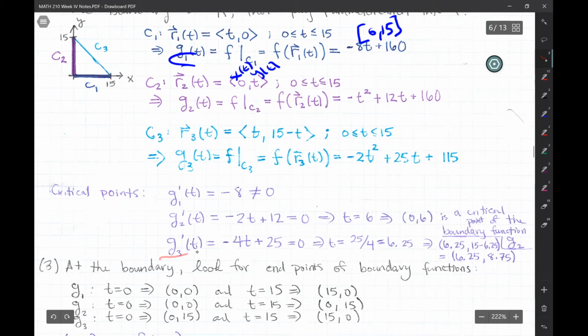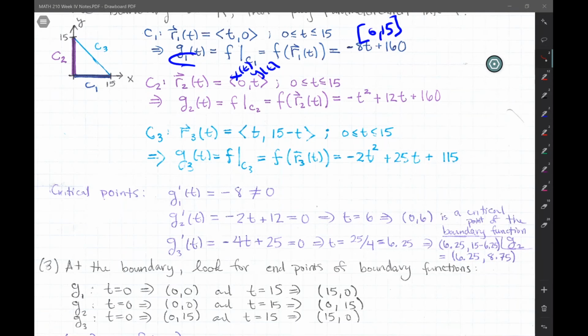What about our third function, the function at the third curve? Well, taking the derivative and setting it equal to 0, we get that t is equal to 25/4, 6.25. And so this is also a critical point of the boundary function G3. And you might say, how did you get this final term here? Well, again, look at the parameterization. If t is equal to 6.25, then the x value will be 6.25, and the y value will be 15 minus 6.25. And that's what you get here.